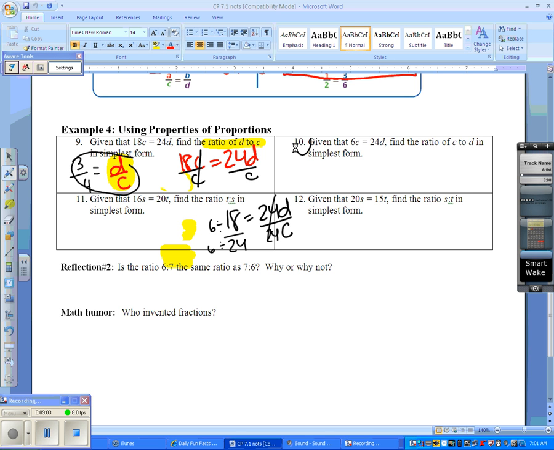See if you can do number 10, and then we'll work on the rest of them tomorrow.